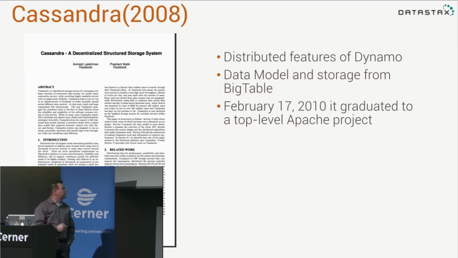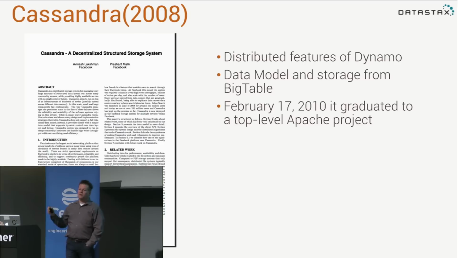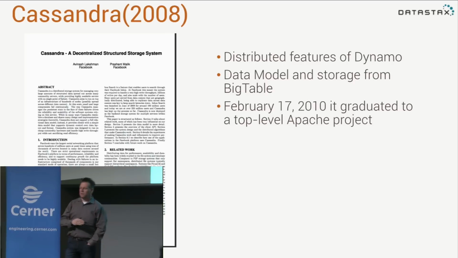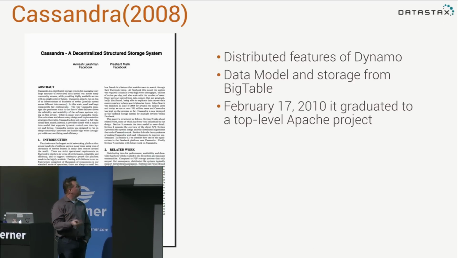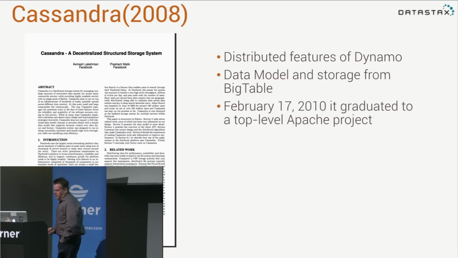So along comes Cassandra in 2008. Cassandra was a blend of the Dynamo paper and BigTable. It took the distributed nature of Dynamo, and built the data model using BigTable and the storage engine portion, combined them into what the two guys that wrote this, Prakash and Avinash, thought was going to be a better plan for what they needed, which is a highly available data store with a rich data model.